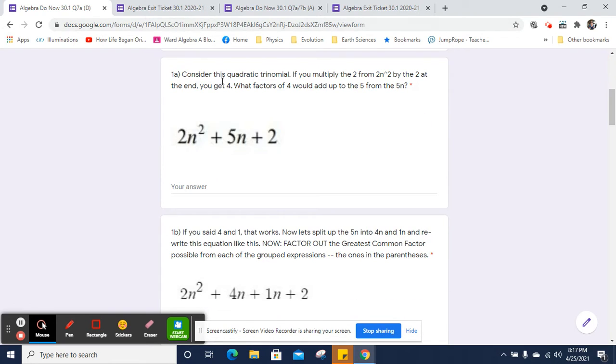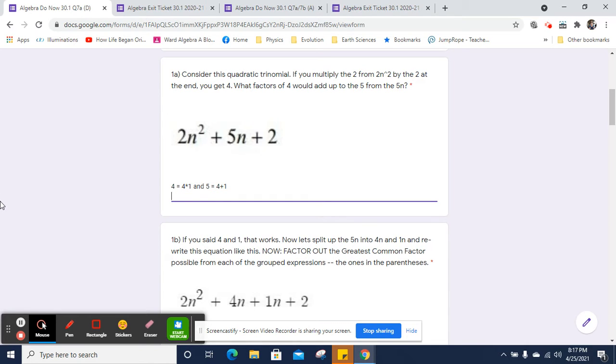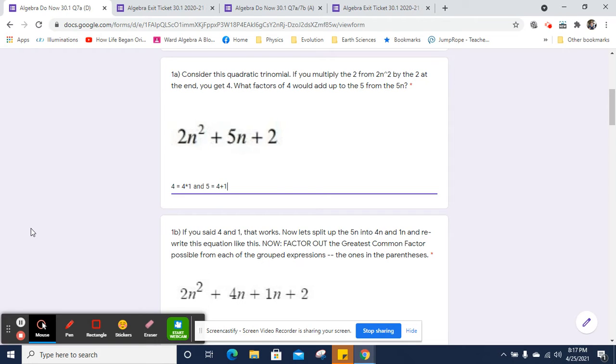So we got this quadratic trinomial, and if we multiplied the 2 from this 2n squared by the 2 at the end, we call that the constant term, you get 4. What are factors of 4 that would add up to the 5 from 5n? Well, 4 equals, of course, 4 times 1, and 5 equals 4 plus 1. So that actually would allow us to factor this, and in the next question, we do that. So 4 plus 1 and 4 times 1. So 4 times 1 gets us 4, and 4 plus 1 gets us 5.